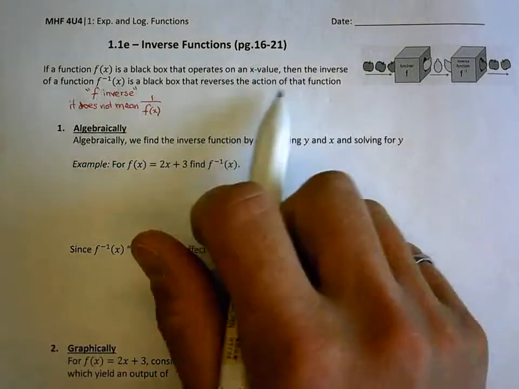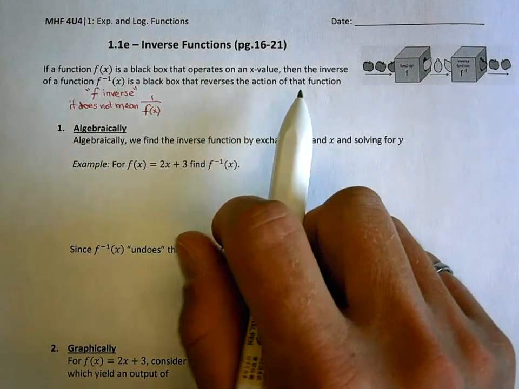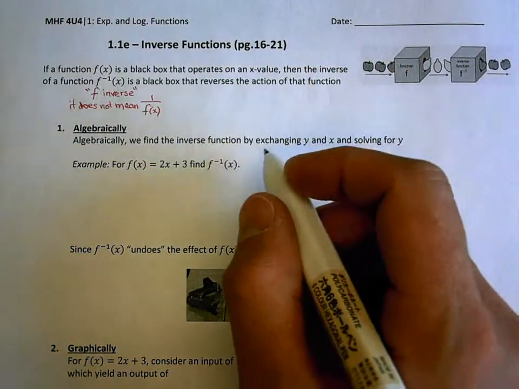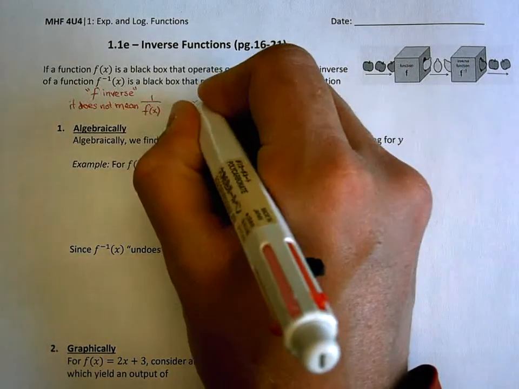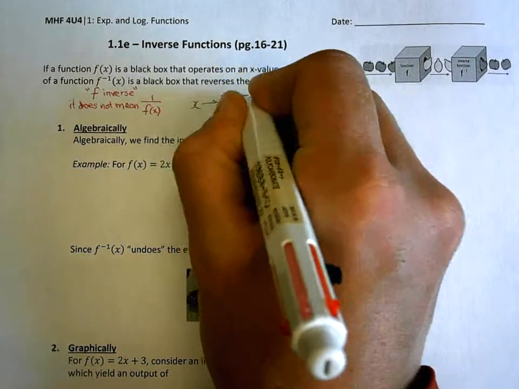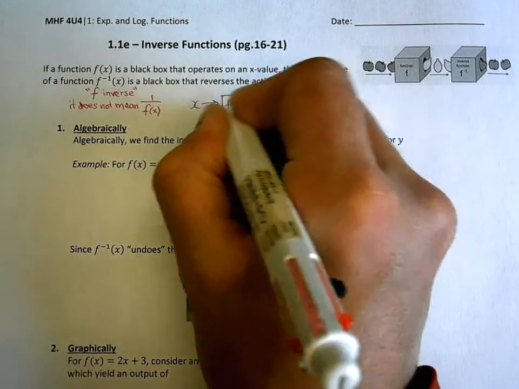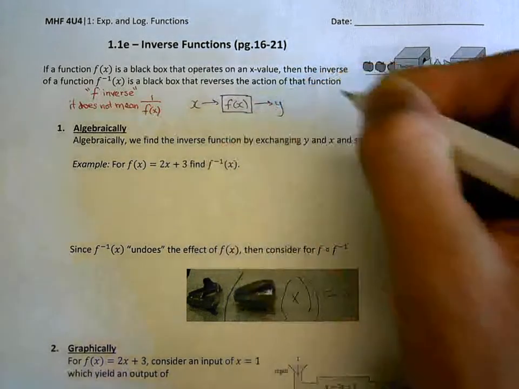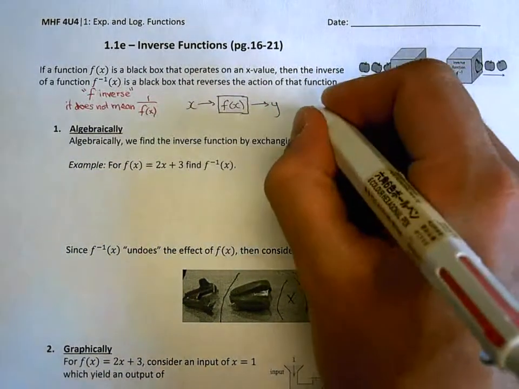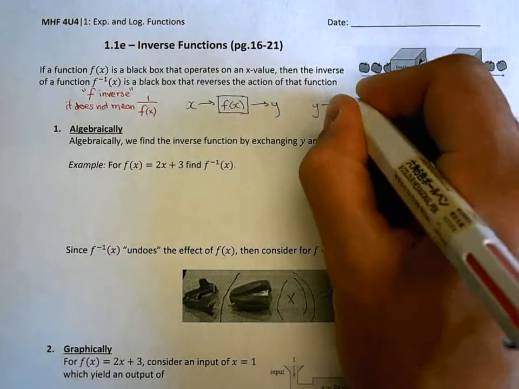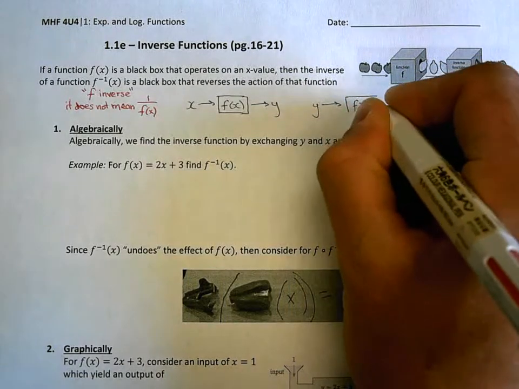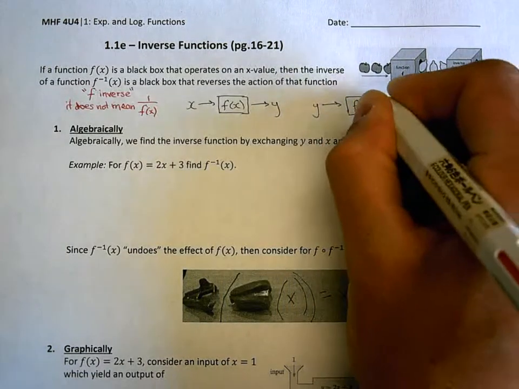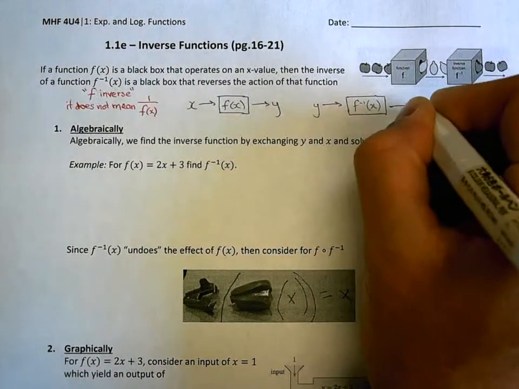And yes, it reverses the action of a function. So again, if I didn't want to use apples and lemons, you can think of x going into the black box of a function, and that black box spits out a y. Well, the inverse function takes the y into a black box and spits out the x again.